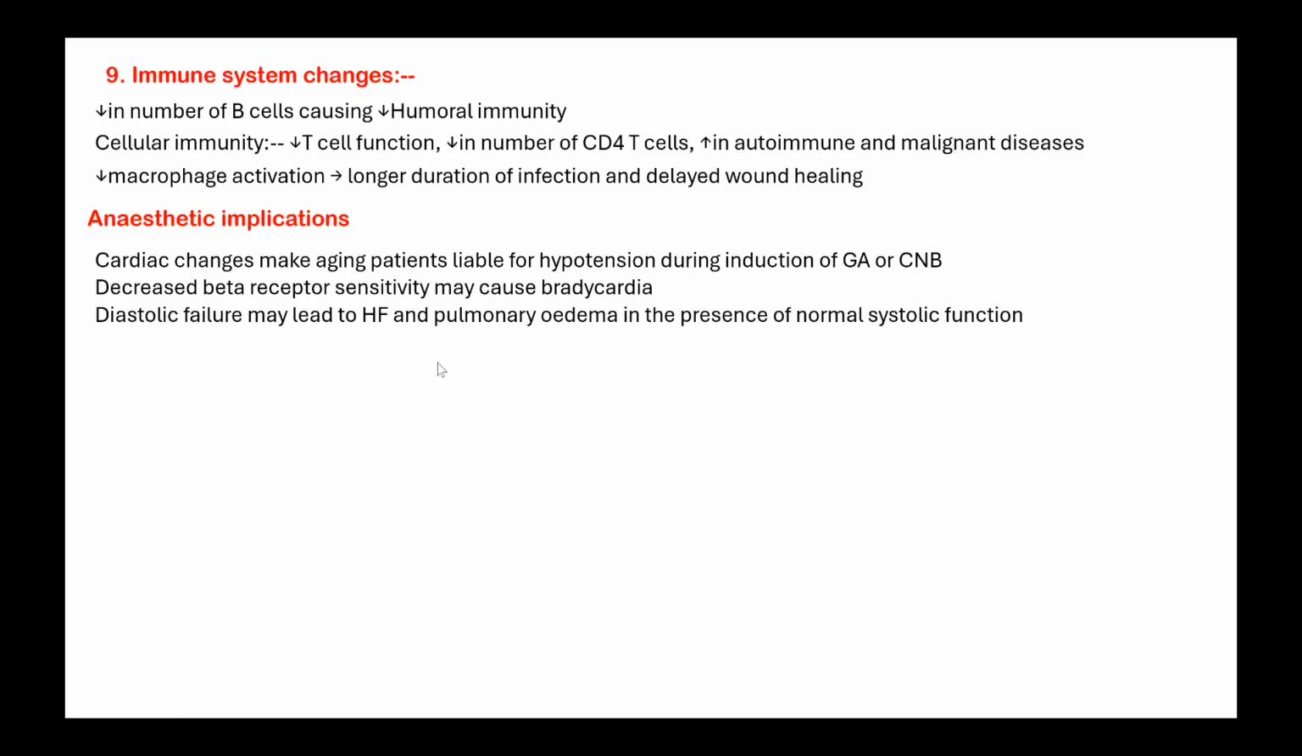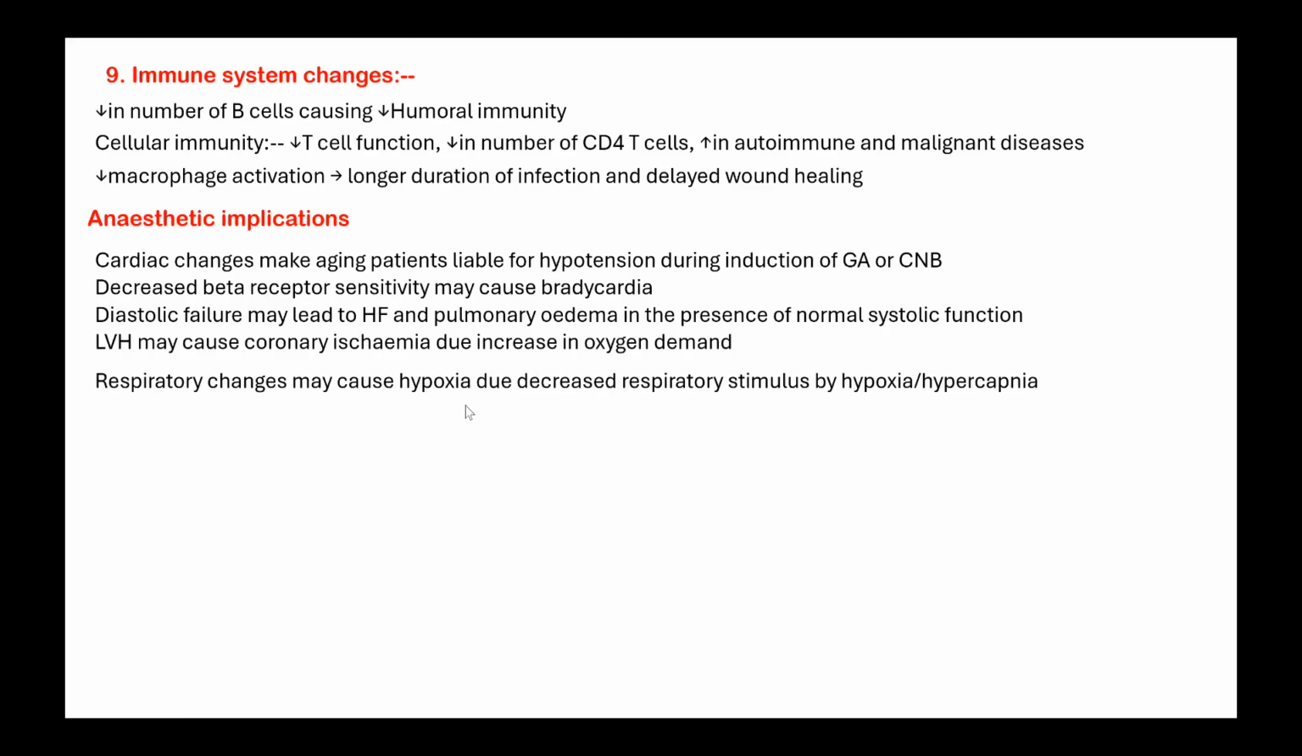Nowadays we describe heart failure as preserved ejection fraction or reduced ejection fraction. So invariably older people have heart failure with preserved ejection fraction, and this is mainly because of the diastolic dysfunction. And LVH may cause coronary ischemia due to increased oxygen demand. Respiratory changes may cause hypoxia due to decreased respiratory stimulus to hypoxia and hypercapnia. And increased closing capacity over FRC, decreased respiratory muscle strength, and easy fatigue of these muscles all can lead to hypoxemia.